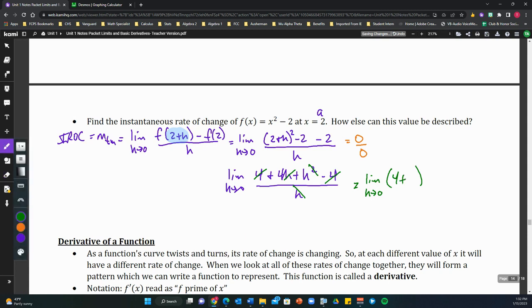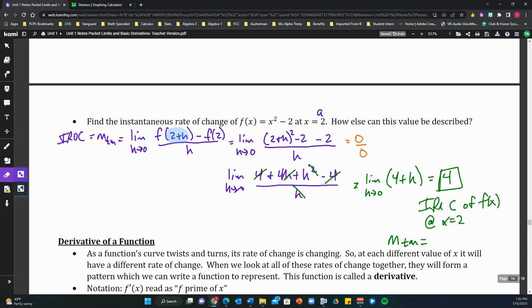And if I do so, the limit of 4 plus h as h approaches 0 is simply 4. That value is the instantaneous rate of change of f of x at x equals 2. Or another way of saying that, this is the slope of the tangent line of f of x at x equals 2.